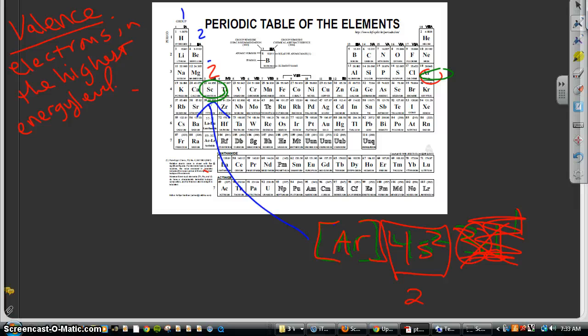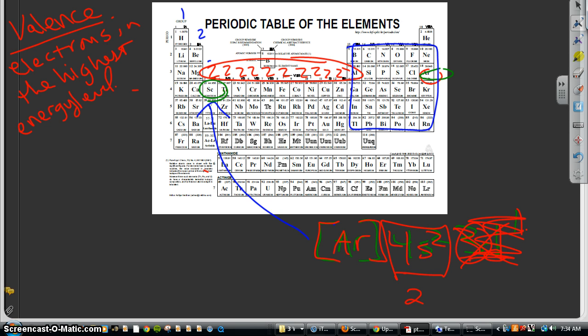And if we look at the next one over, it's going to have another d electron, but no more s electrons. So in fact, everything in the d block has 2 valence electrons in its simplest form. We can complicate that a little bit, but we won't. But we'll just say that for now. But let's go past the d block over to the p block now and see what happens over there.